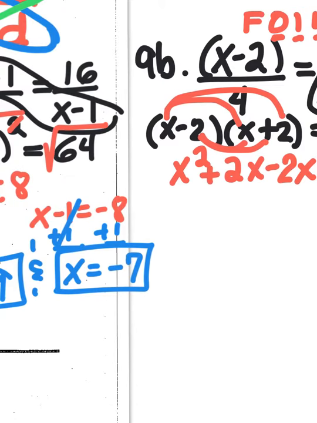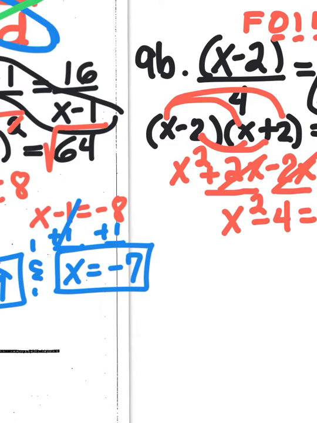That's negative 4. That's right. And then we combine the like terms. What happens when you combine 2x and negative 2x? It's 0. They cancel each other. So you're going to end up with x squared minus 4 equals 32.